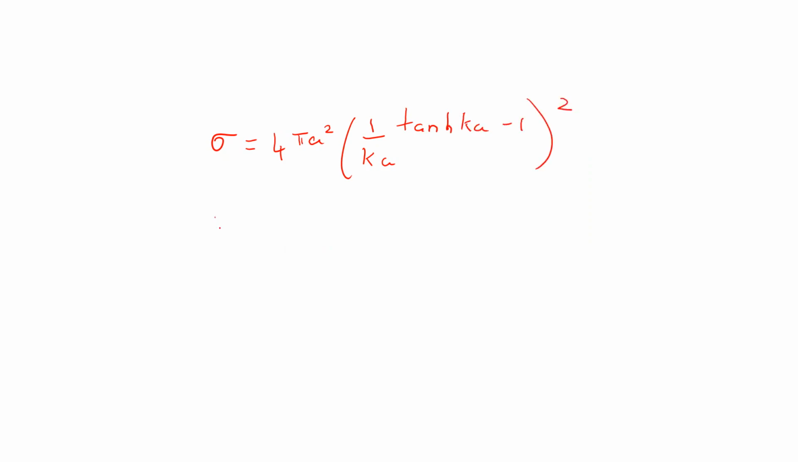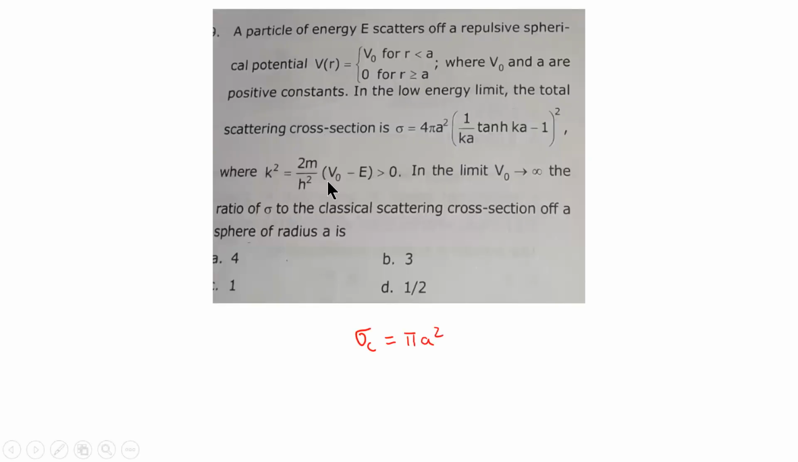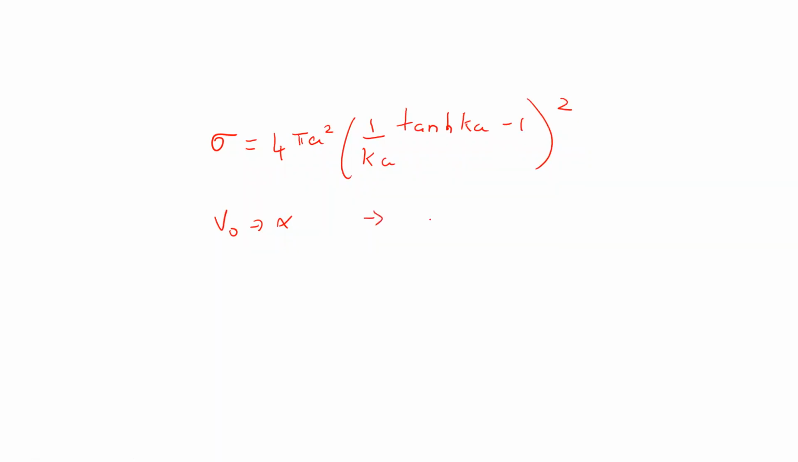Now notice that as V naught goes to infinity, from this equation given here, V naught is going to infinity, therefore K also will go to infinity. So we have to evaluate this term in the brackets in the limit K going to infinity. So let me write out the term. We're going to evaluate tan hyperbolic of K in the limit K going to infinity.